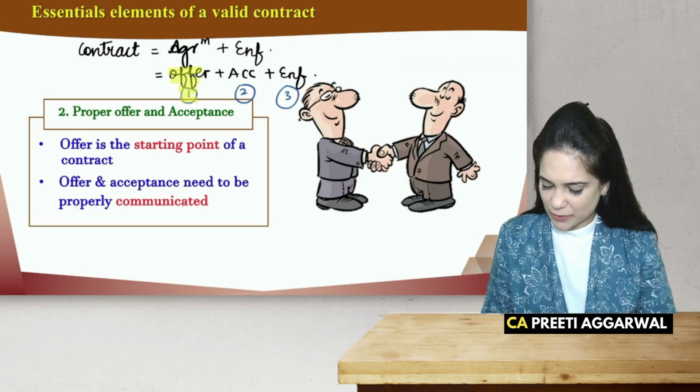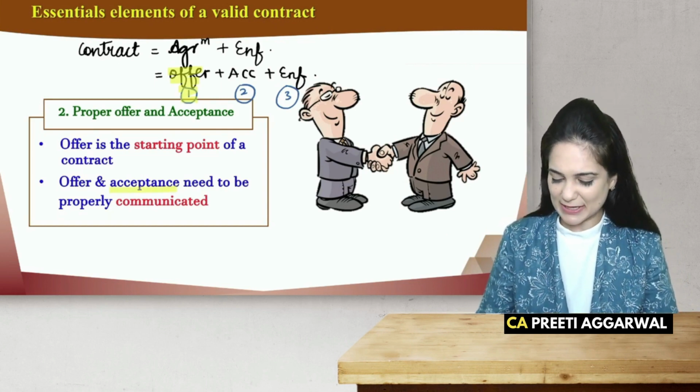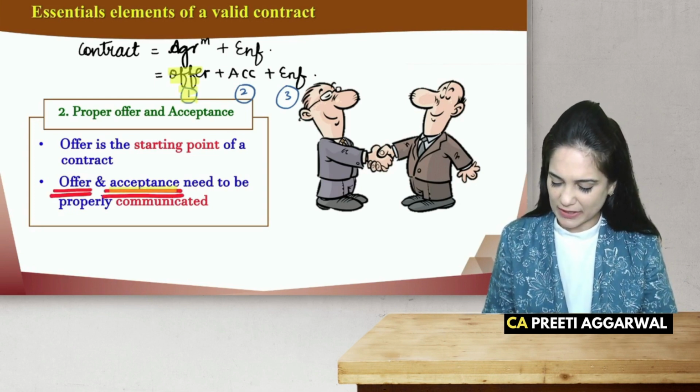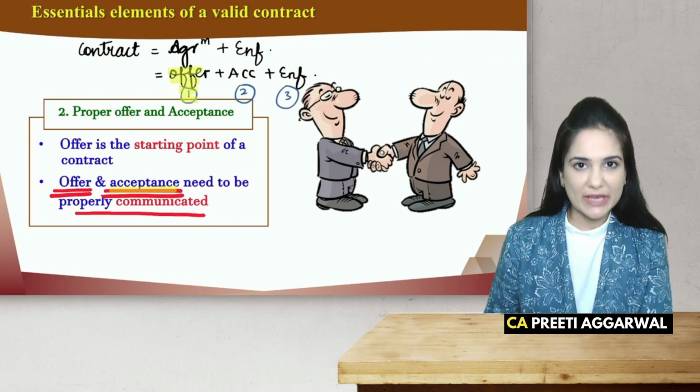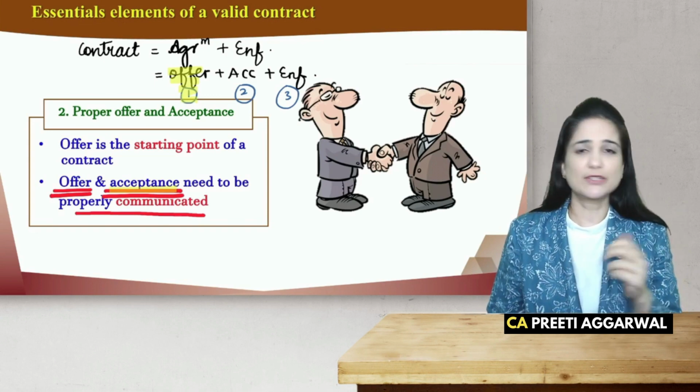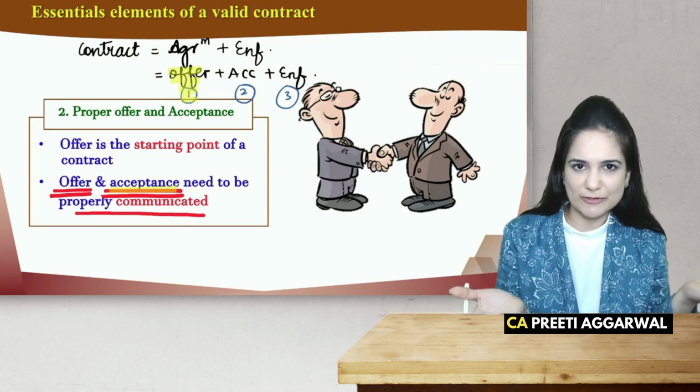Just as offer needs to be communicated, acceptance is also to be communicated. So both offer and acceptance must be properly communicated. You should communicate your offer and the other person should communicate acceptance. If there's no communication, you cannot accept that offer.